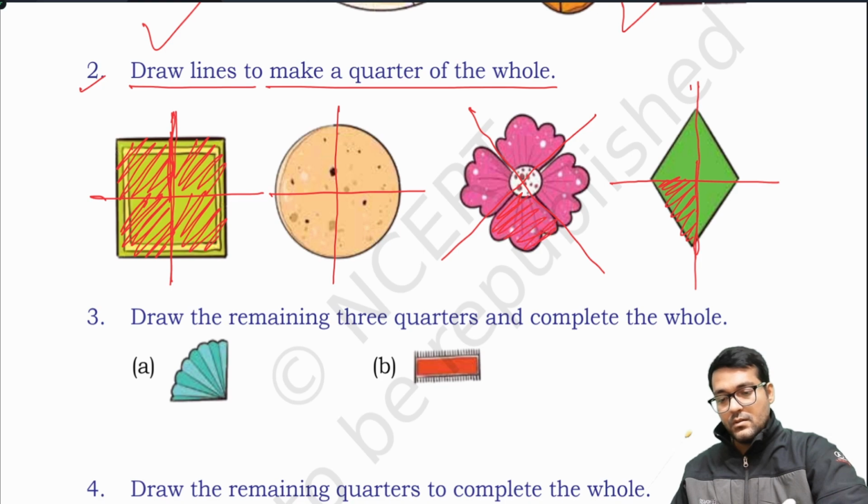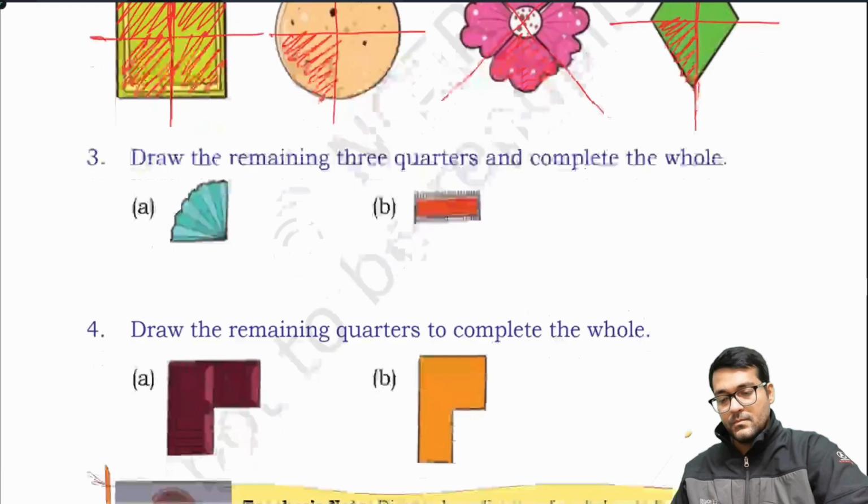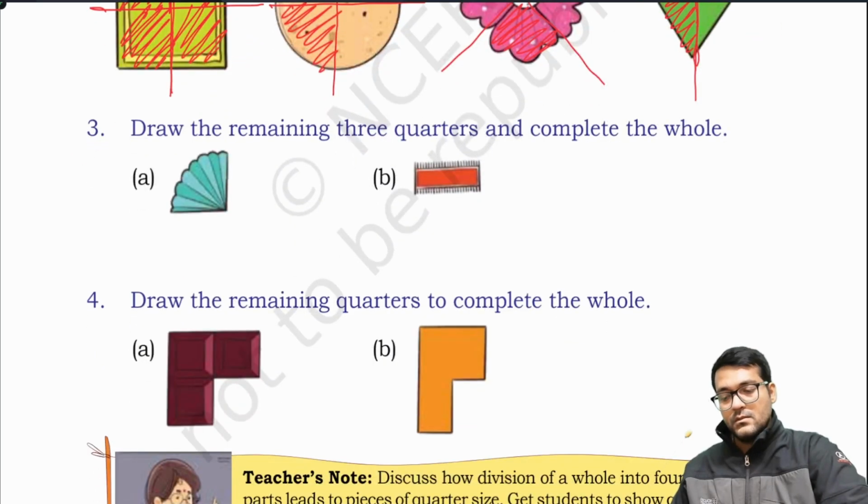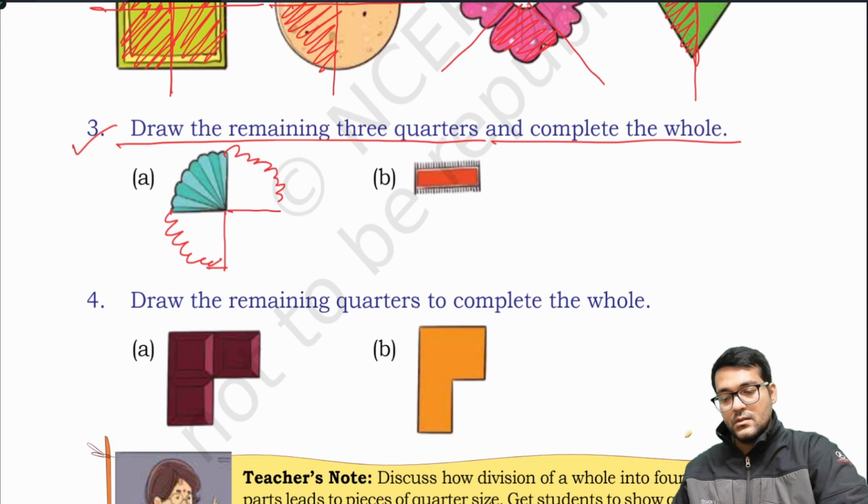You can color 1 quarter and show it here like this. 3. Draw the remaining 3 quarters and complete the whole. You can draw the remaining 3 quarters like this. And you can complete the whole like this.